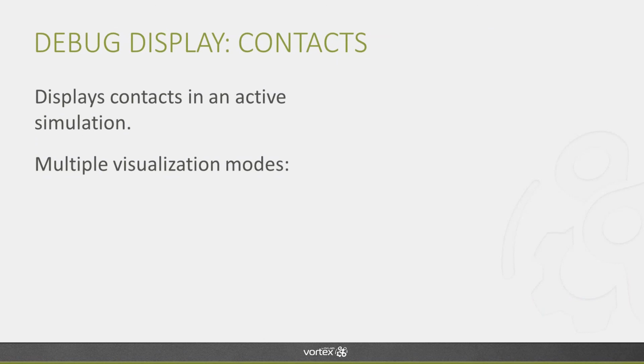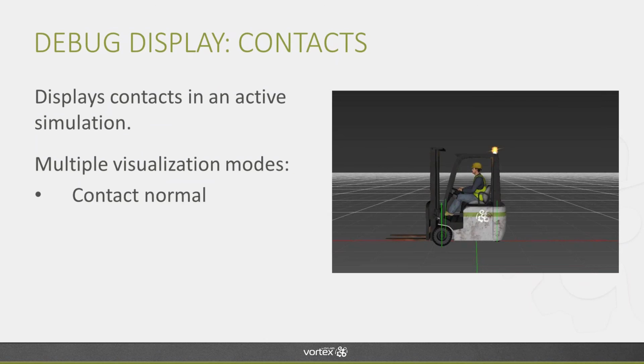Next up is contacts, and the contacts display is actually one of the more complex tools in the Vortex Editor troubleshooting portfolio. What it does is display contacts in an active simulation, all of them. But it actually has multiple visualization modes that you can activate with Alt-C. So the first one, the default one when you turn it on, is contact normal.